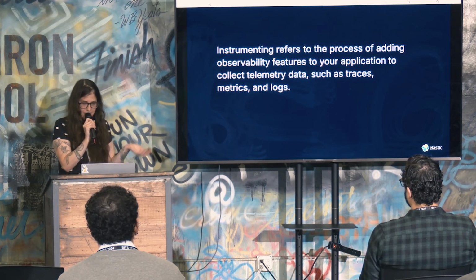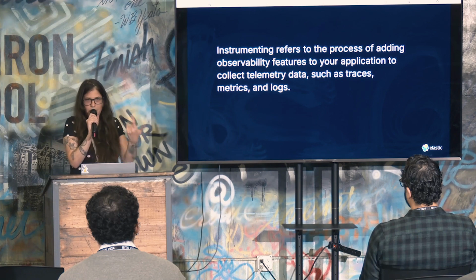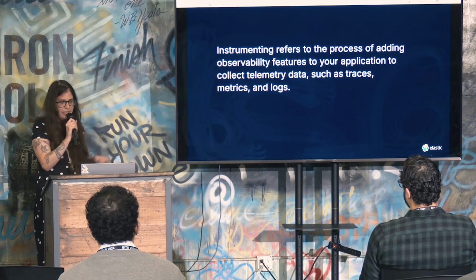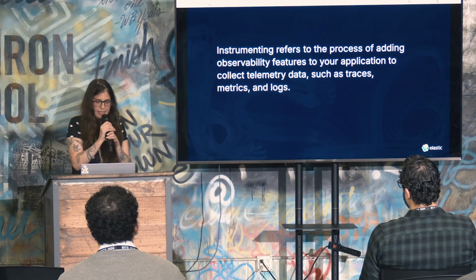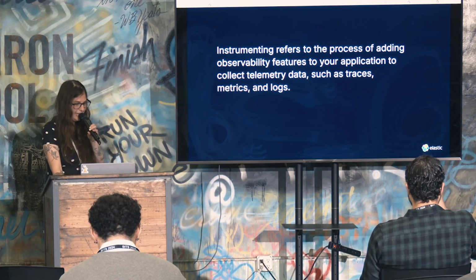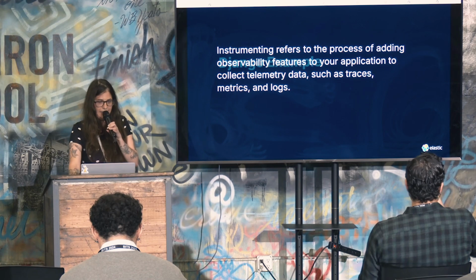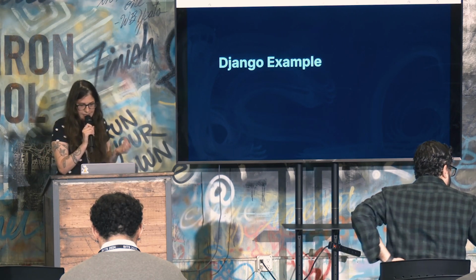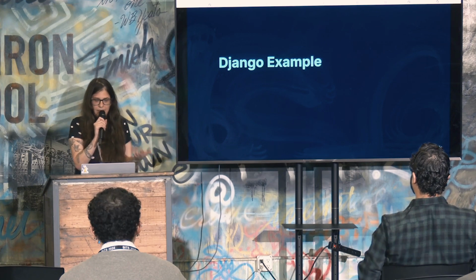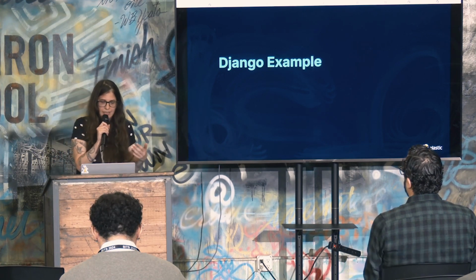And you might have been like, hey, Jess, what was that picture that you just showed? So that is the output of an instrumented app. And instrumenting refers to the process of adding observability features to your application to collect telemetry data such as traces, metrics, and logs.